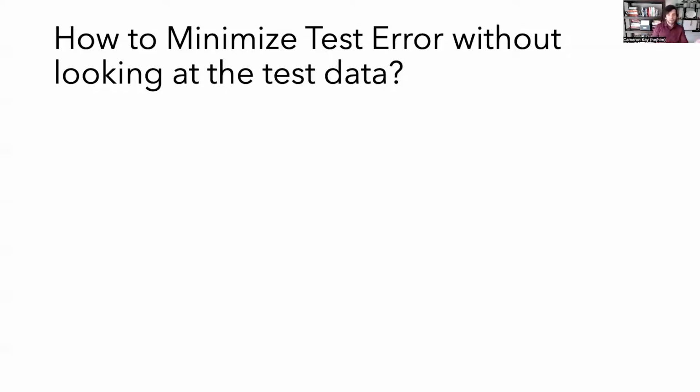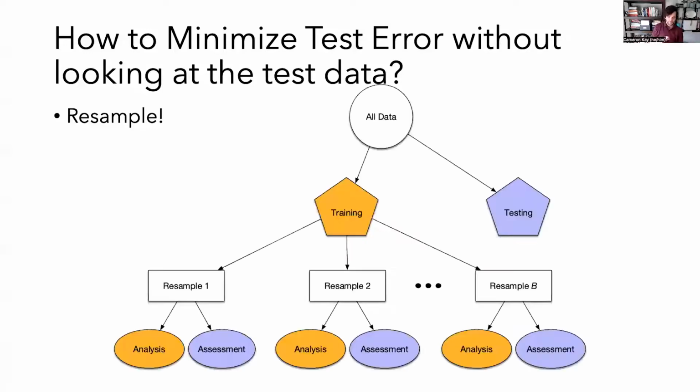So how do we minimize test error without looking at the test data? Well, one very, very popular method, which almost all machine learning methods use, is resampling. This is kind of a complex idea. It's intuitive when you become more familiar with it, but the first time I was exposed to it, there were many different levels to it, and it took me a little while to get my head wrapped around the exact idea of what's going on with resampling.